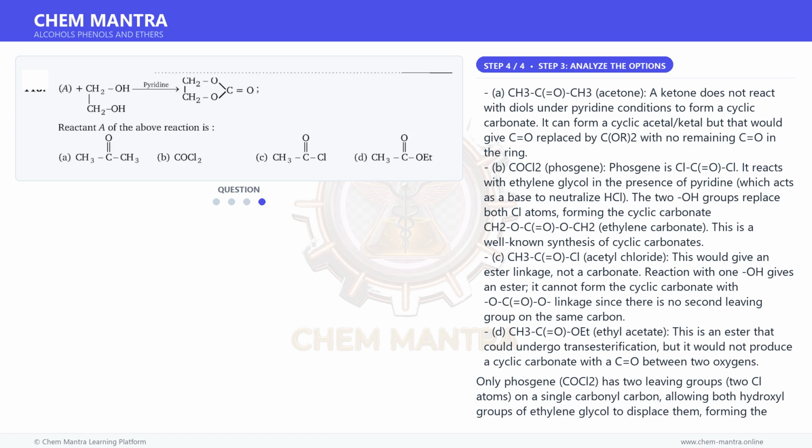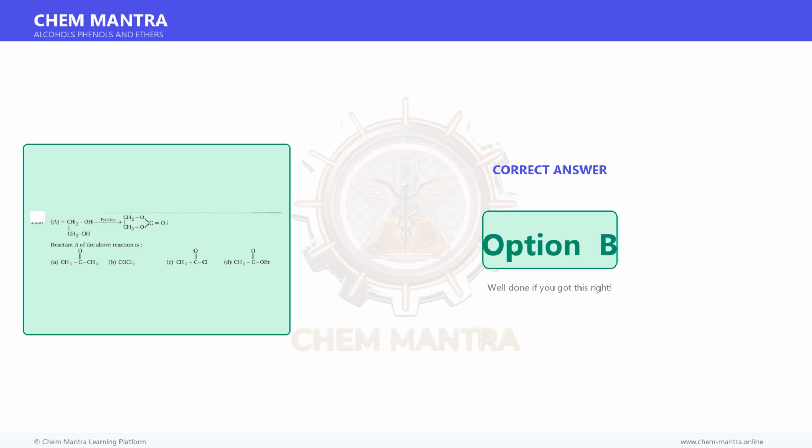Why other options fail? Acetone, A, forms acetals, not carbonates. Acetyl chloride, C, has only one reactive site and would give a monoester. Ethyl acetate, D, would not readily form a cyclic carbonate under these conditions. Therefore, the correct answer is option B.